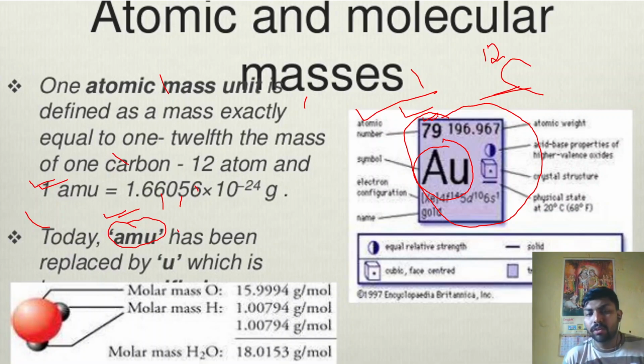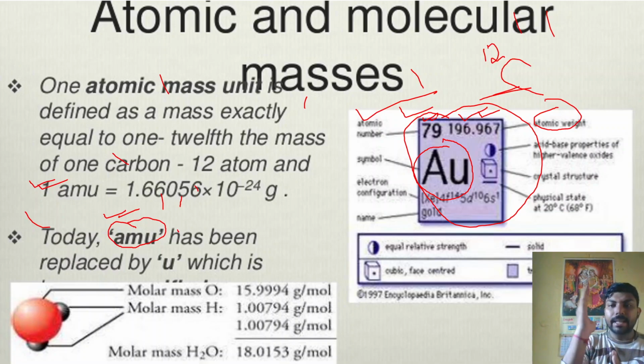Atomic number is not equivalent to atomic weight. Atomic weight is generally present in the right side corner, that is 196.79, the atomic weight of gold. Next was the electronic configuration, name and other things, but just remember that the atomic weight is generally present in the right side corner, and in the left side corner the atomic number is present.